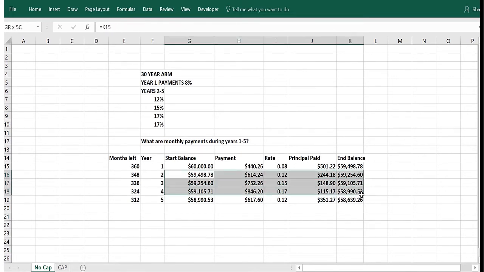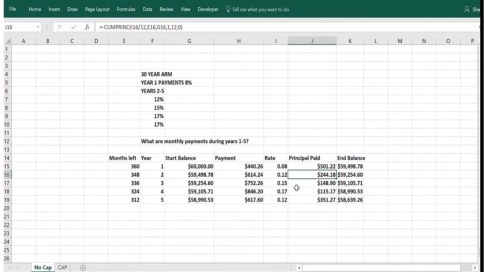We just copy these formulas down, and then we will have what the starting balance is at every year through year five, what the payment is. The payments go up a lot as the rates go up, and this is what happened in 2008. Many people got adjustable rate mortgages pre-2008 at low rates, and then they got clobbered when the rates went up as they sort of had to go. Eventually, what goes down must come up, as they say.